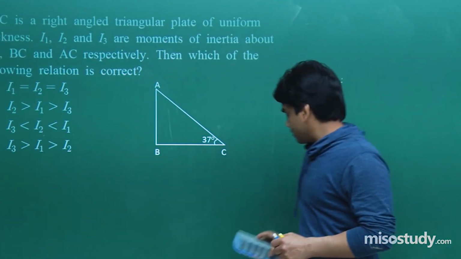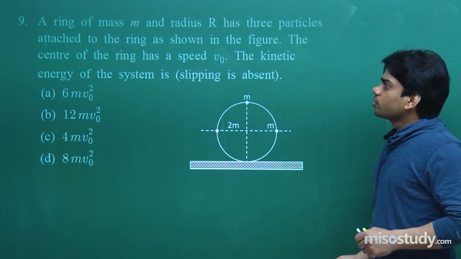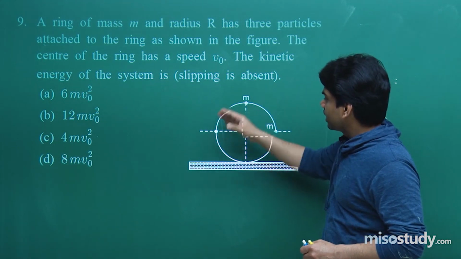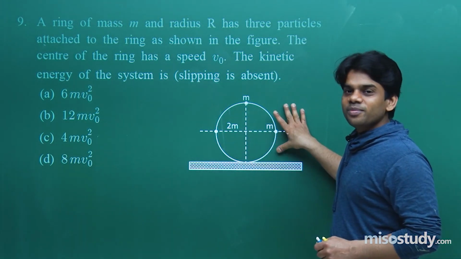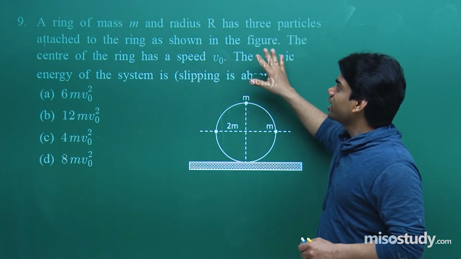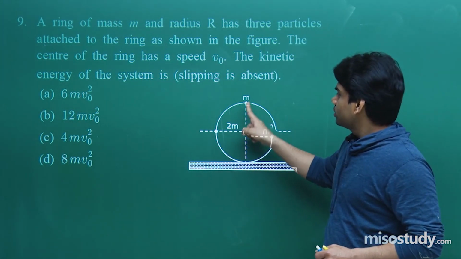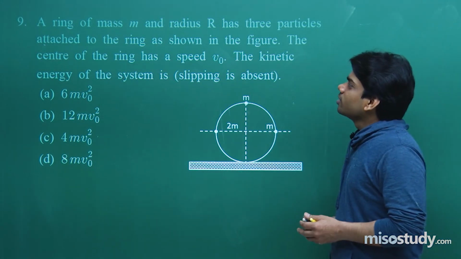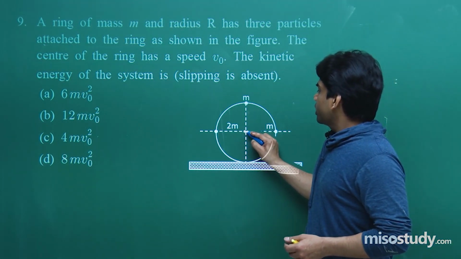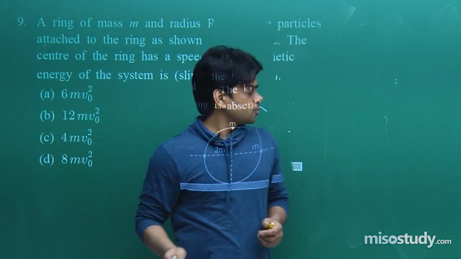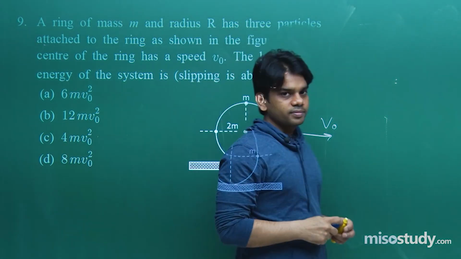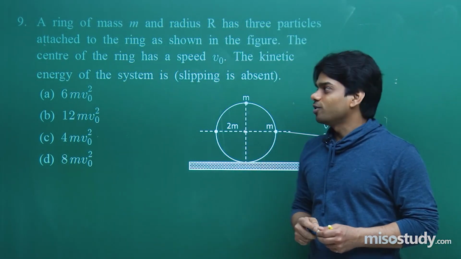Next question of the day, question number 9. A ring of mass m and radius R. You can see that this is a ring, its mass is m, its radius is given as capital R, has 3 particles attached to the ring as shown in the figure. 1, 2, 3, 3 particles we have. The center of the ring has a speed v0. This is the center of the ring, it has a speed v0, that is center of mass speed v0.